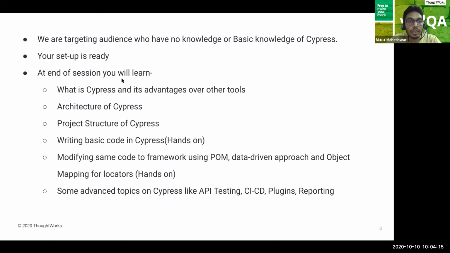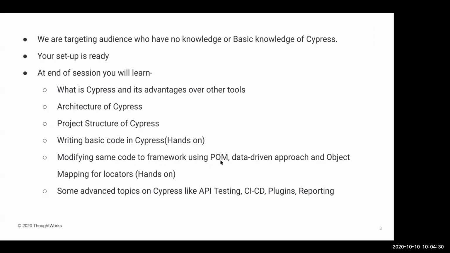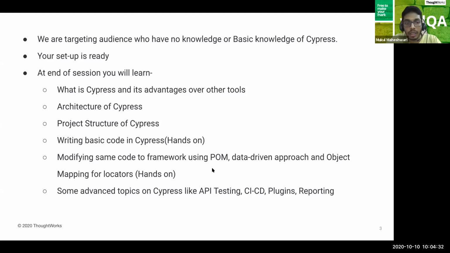At the end of the session, you will learn what Cypress is and its advantages over other tools, the architecture of Cypress, the project structure of Cypress, and writing basic code in Cypress. This will be a hands-on session. Then we'll modify the same code into a framework using POM, that is page object model, data-driven approach, and object mapping for locators. This will again be a hands-on session. And then we will discuss some advanced topics on Cypress like API testing, CI/CD, plugins, and reporting.